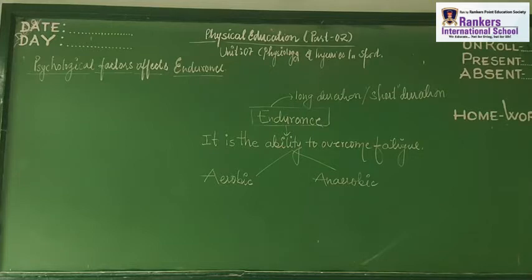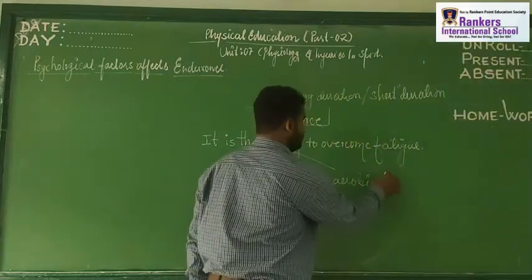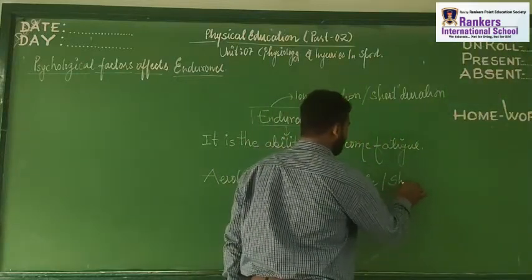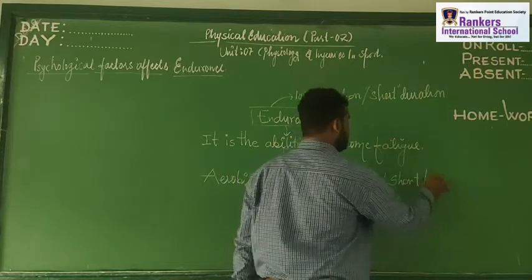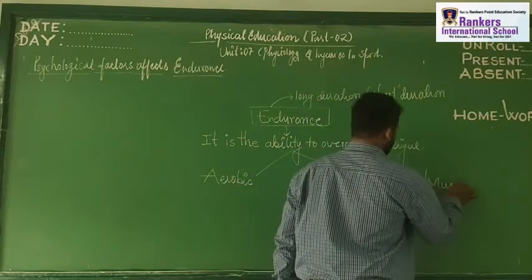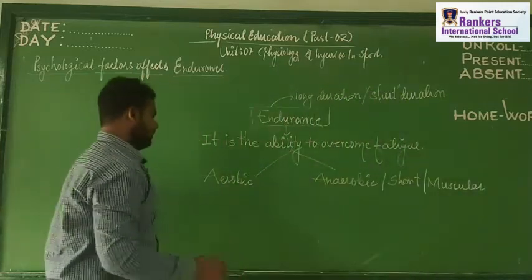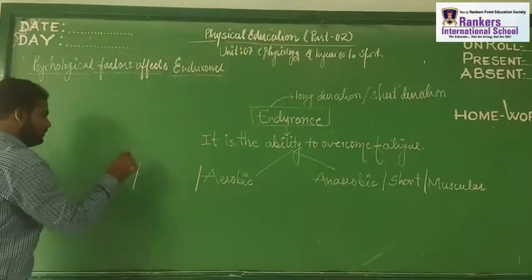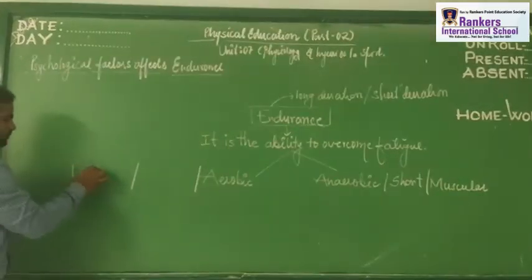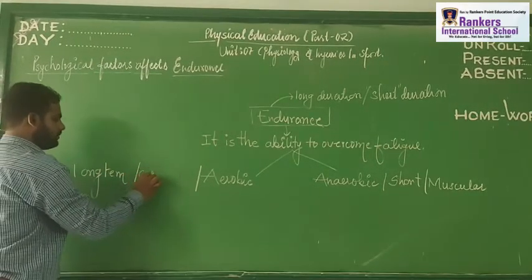So basically it is clear now. When we talk about anaerobic, it is also called short term or muscular. When I am talking about aerobic, it is long term, cardiovascular.